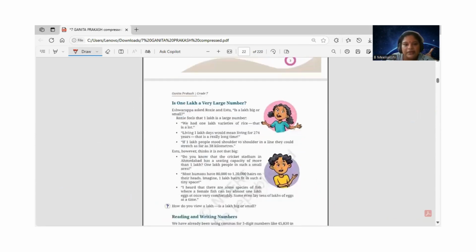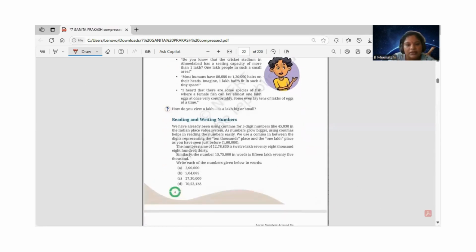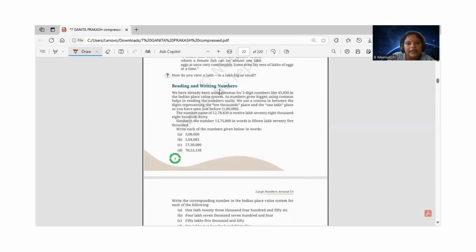Now let us see the next one. Is 1 lakh a very large number? Yes, of course. 1 lakh is a very huge amount. Because if we have 1 lakh varieties of rice, it's a very huge amount. And coming to the next concept, let us see reading and writing numbers. So how will you write each of the numbers?